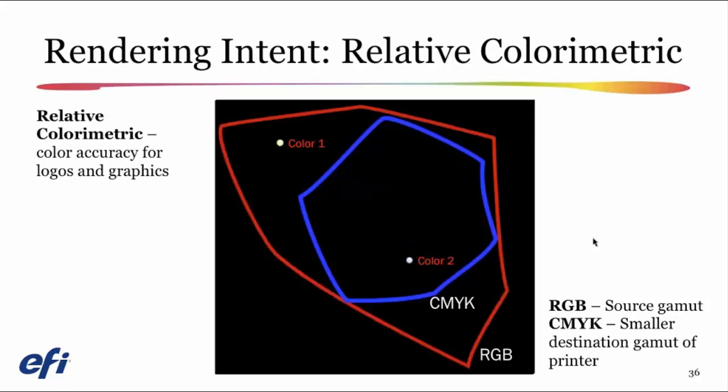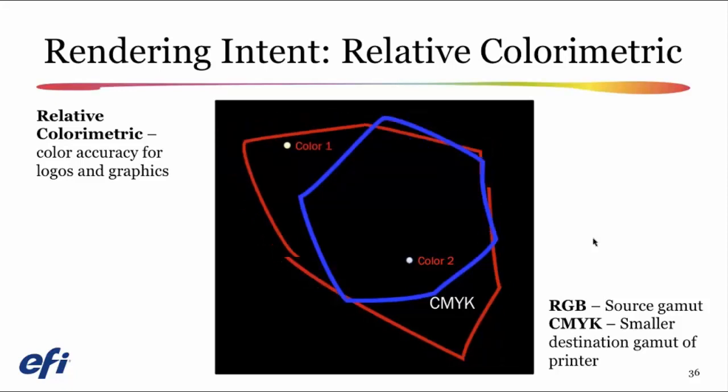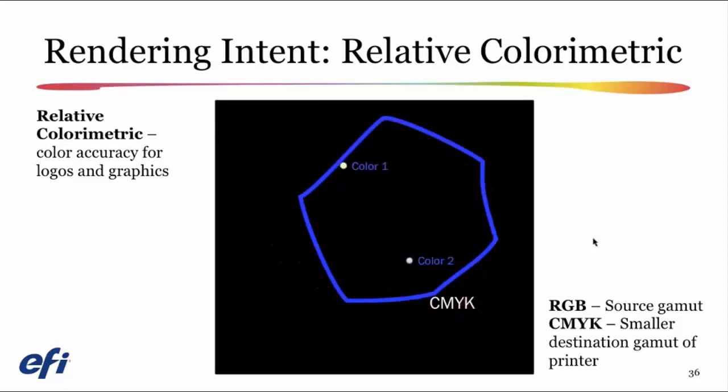The second rendering intent we commonly use is called relative colorimetric. Relative colorimetric, giving the same two colors in the source space. When I convert these with the relative colorimetric rendering intent, you'll see that color number 1 is clipped into the destination gamut, since it has to be, we need to print it. But color number 2 is left right where it started, because it was already in the destination gamut.